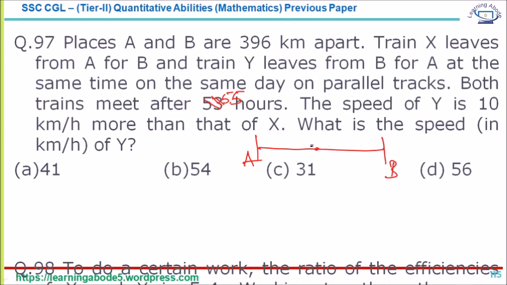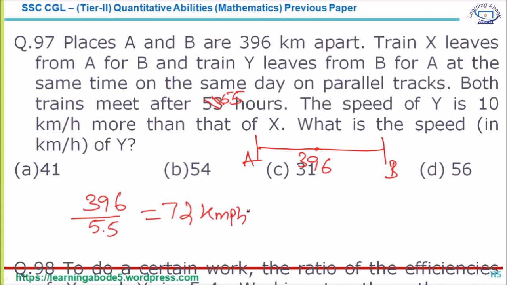The distance covered together is the total distance, which is given as 396. So together they have covered the distance of 396 with a time duration of 5.5. So that is equal to 72 kilometer per hour, the total speed. Now when they come in the opposite direction, the speeds get added.